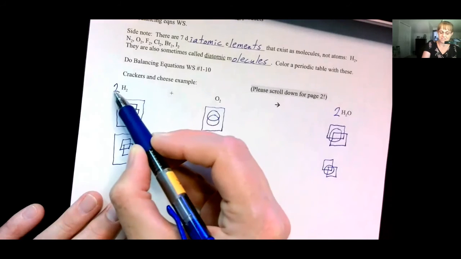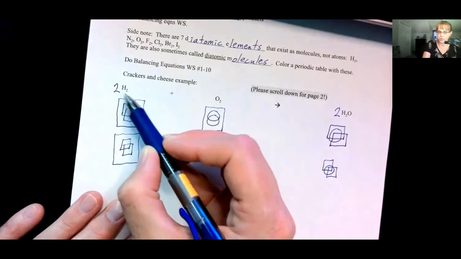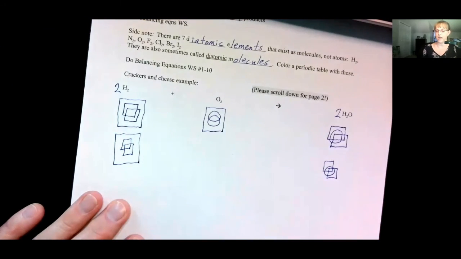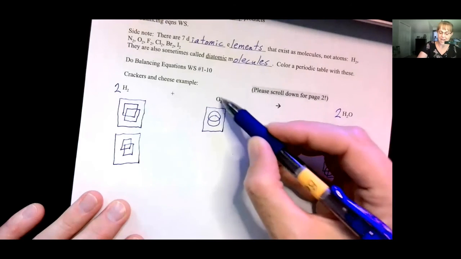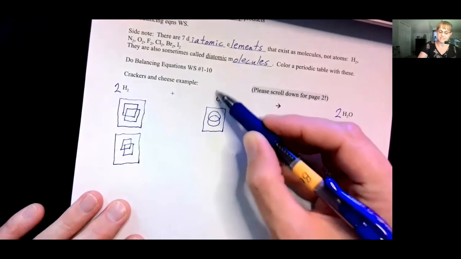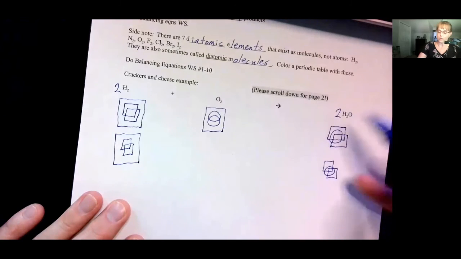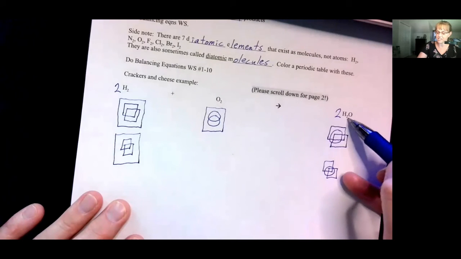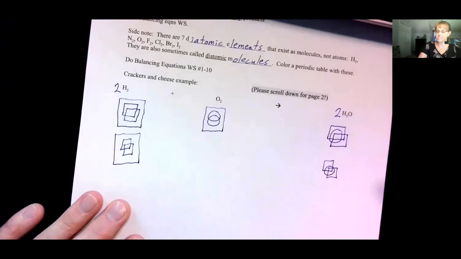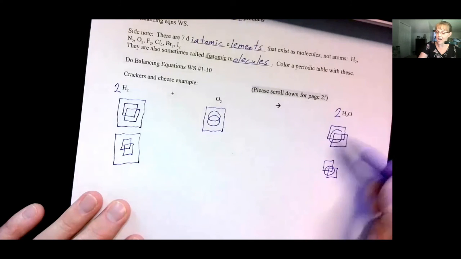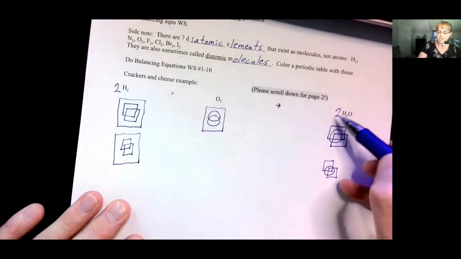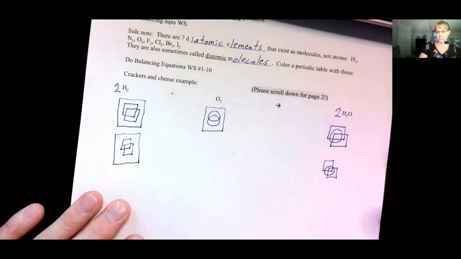This means we have 2 packages of H2. 2 times 2 gives us 4 hydrogens. And we have only 2 oxygens times the invisible 1. When we are finished, we have 2 times 2, we have 4 hydrogens. Now this 2 goes with the entire H2O, so we also have 2 oxygens, just like we started out with. So this equation is now balanced.